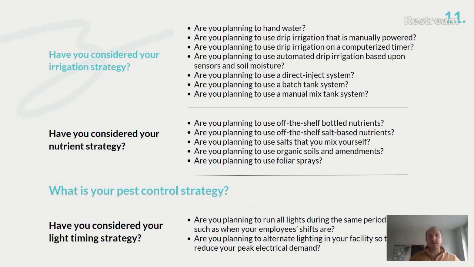Understanding, again, there's pros and cons to each. They're all going to affect your labor load. They're all going to affect the style of facility that you're going to ultimately build. And while I'm talking about irrigation, there's a question on the next slide that I'm just going to touch on right now, which is, have you determined the number of cultivars that you're going to grow in an individual room?